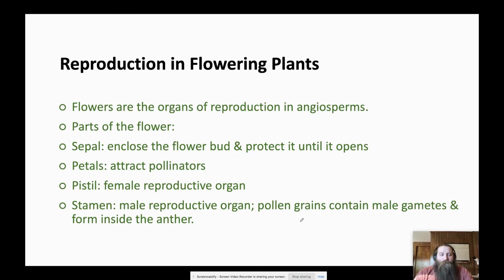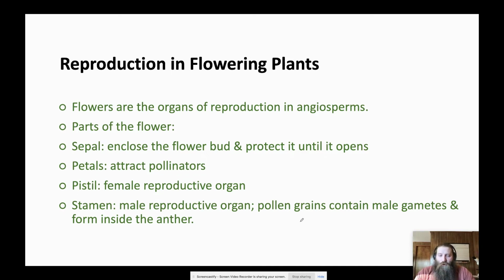And the flowers have a couple different parts, 4 main parts you want to know. There is the sepal, which is going to enclose the flower bud and protect it. It's the thing you see that then opens up and the flower comes out. There are the petals, which are visually appealing. They attract pollinators.